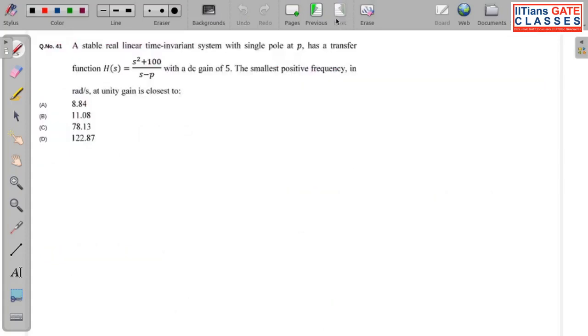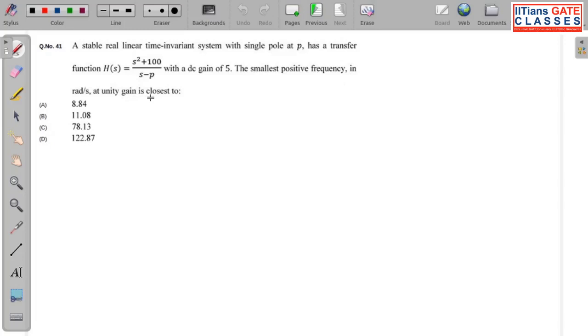So the next question is what? A stable real linear time invariant system with single pole at P has transfer function H(s) equal to (s square plus 100) divided by (s minus p) with a DC gain of 5. The smallest positive frequency in radian per second at unity gain is closest to. So, they want to know the smallest positive frequency in radian per second at unity gain.